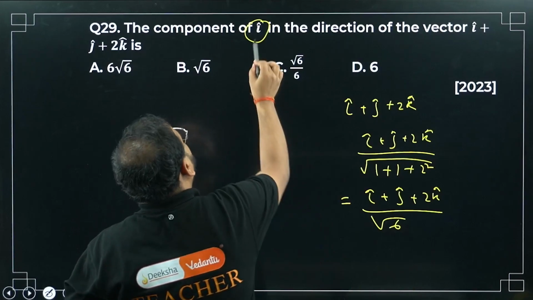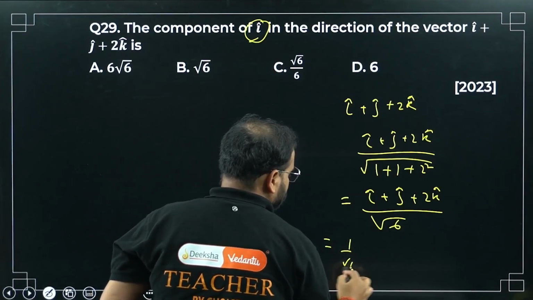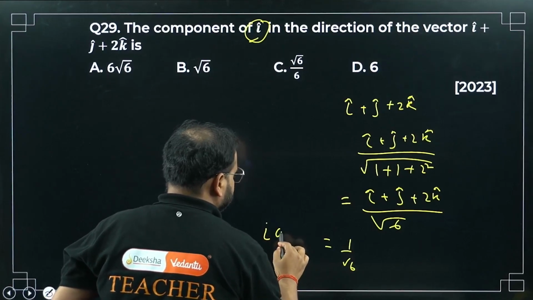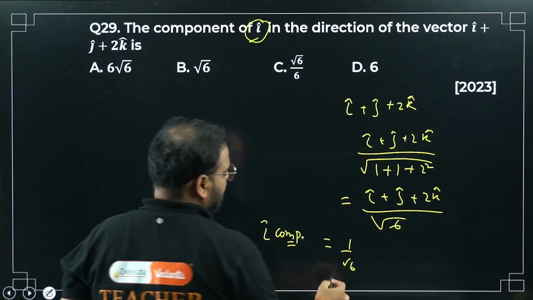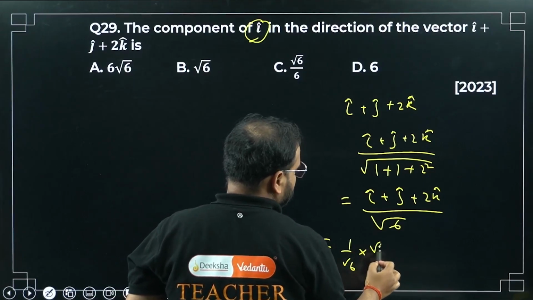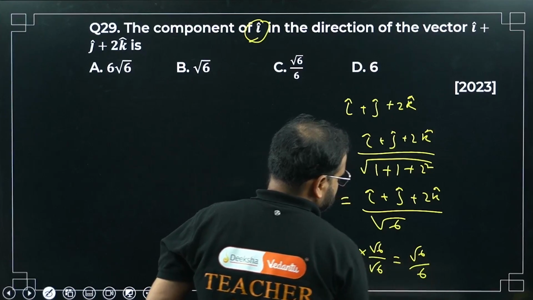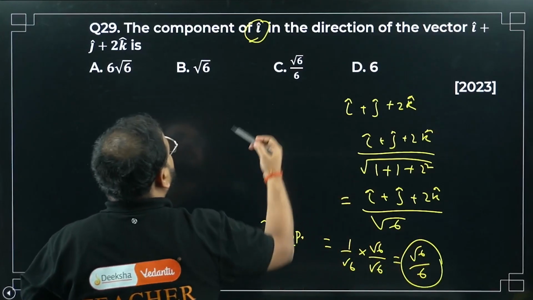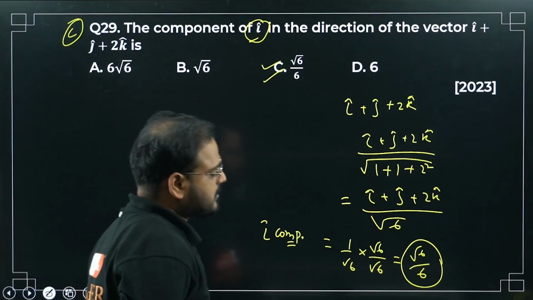We're looking for which component? Only I component. So please check here. What I'm going to get? 1 upon root 6. What is this? I component. Okay, so if you rationalize this, what are you going to get? Root 6 in the numerator, root 6 over here. What do you get? Root 6 upon 6. Option number C is the correct answer.